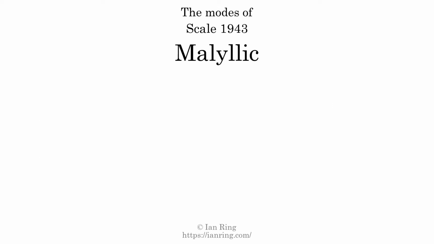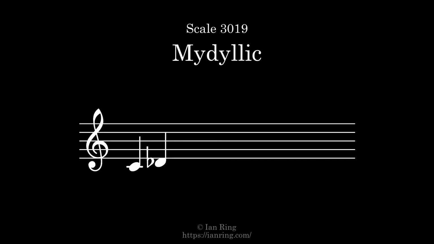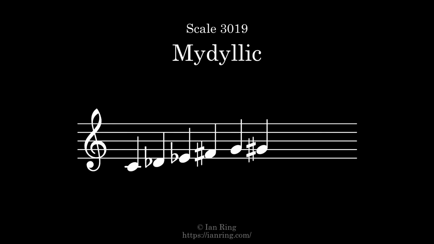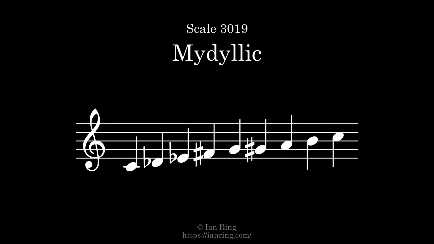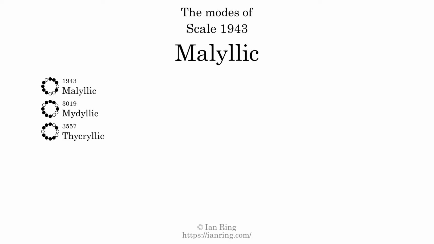This scale has 8 modes. The first mode is itself. The second mode is scale 3019, also known as Malyllic. It sounds like this. The third mode is scale 3557, also known as Thicrylic. It sounds like this.